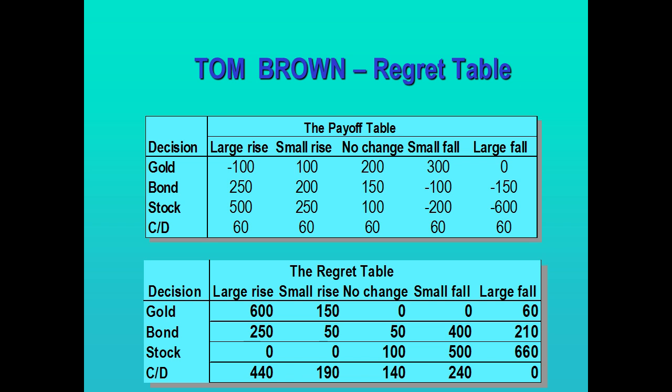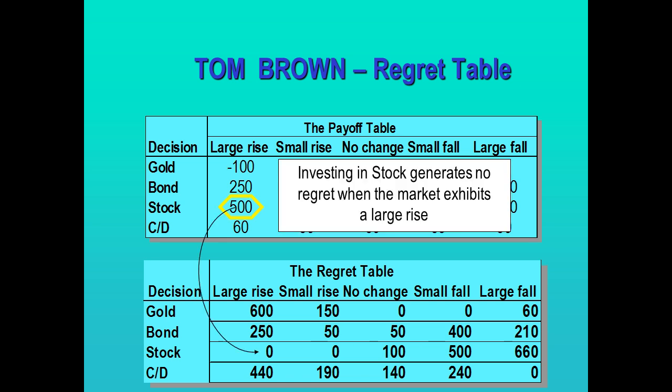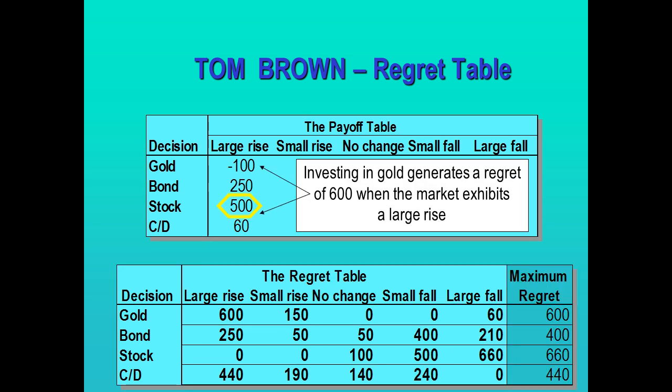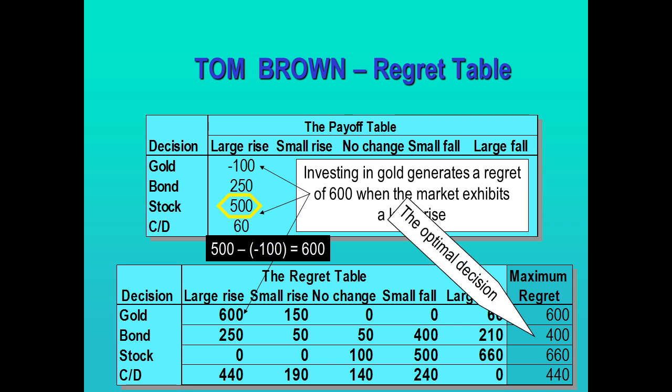Of those values, this is called minimax regret. We pick the minimum of the maximums. What would I choose if I applied the minimax regret criteria? I would go with the bond. So under this criteria, I choose the bond.